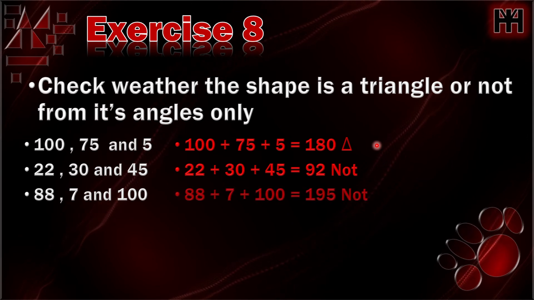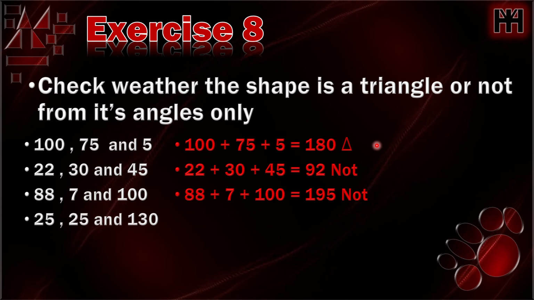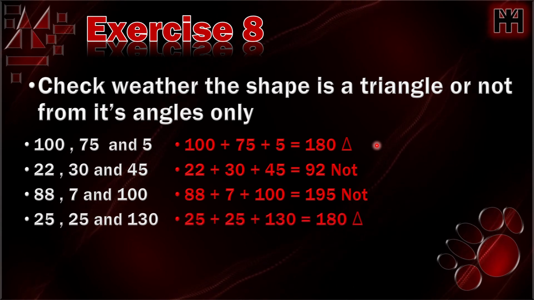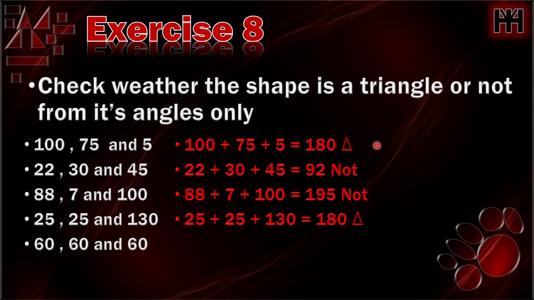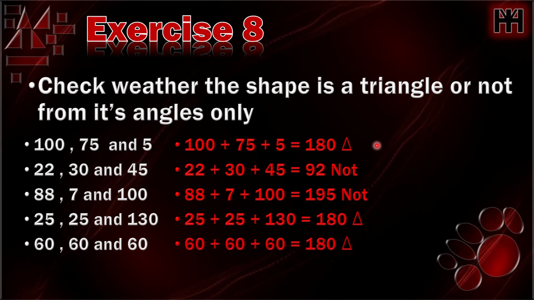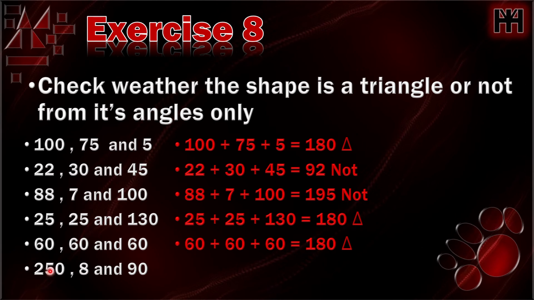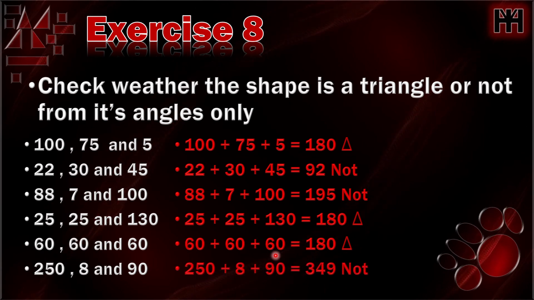Let's add those. They are not 180, so they will not be a triangle. And those, they are 180, so they are a triangle. And those, triple 60, without calculating them, they are a triangle, and also an equilateral triangle. And this one, when you see 250, you know it's not a triangle from the first look, because of course it won't be 180. So it's not a triangle.